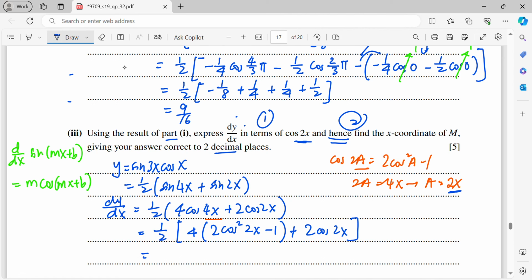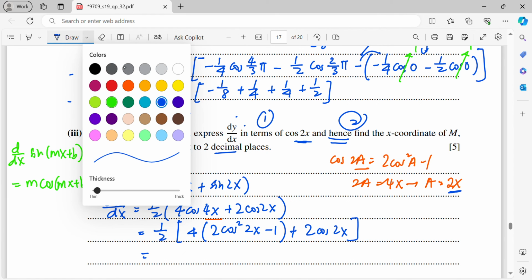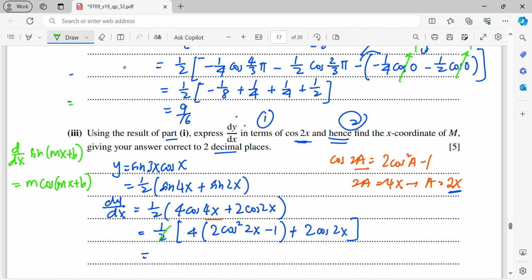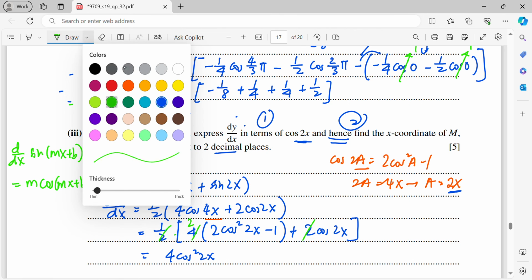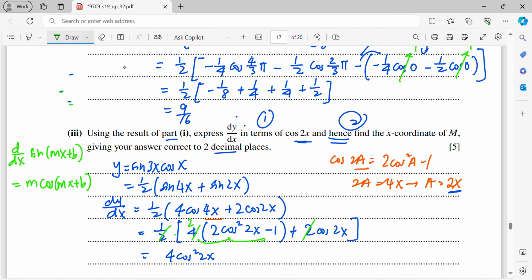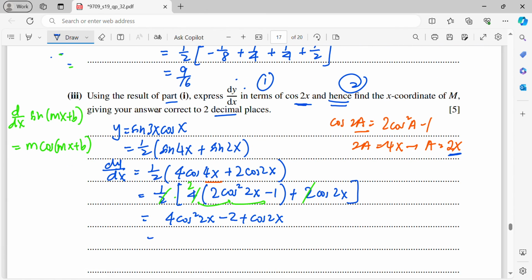Then now here, you will be getting the half and 4 cancel off. This half and 4 becomes 2, and then this half and 2 cancel off. That means here I will be getting 4 cos squared 2x, because you have the 2 outside, this 2 you times into the bracket, then minus 2, and then plus cos 2x. So I rearrange so that it is in the quadratic form. This is my dy dx.